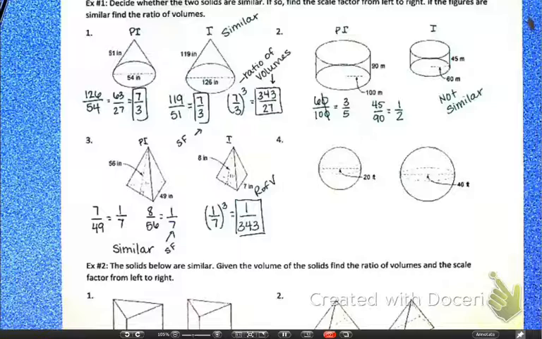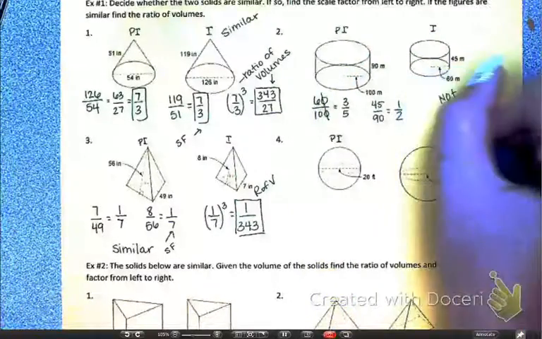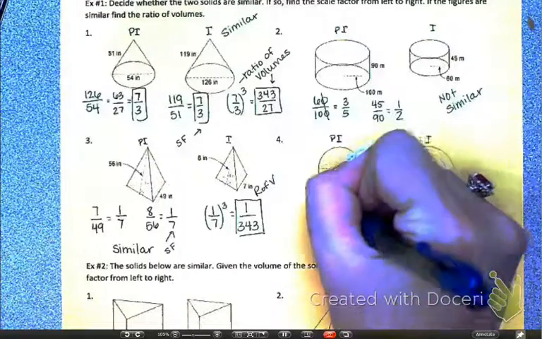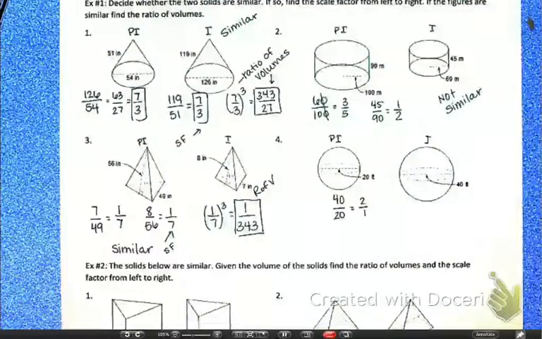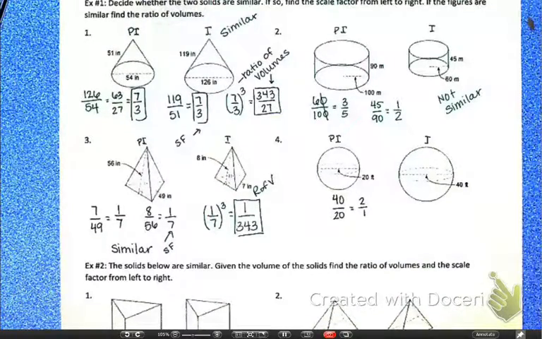Where would you start with number 4? The diameters, I heard? Yeah? Okay. So if this is my pre-image and this is my image, I would have 40 over 20. And what does that reduce to? 2. I'm going to put 2 over 1 just because we're talking about scale factor. Anything else to compare? So what do you think we're going to say about whether or not the spheres are similar? They are or they are not? Take a second and talk with your group and come up with a why. Why are they similar or why are they not similar?